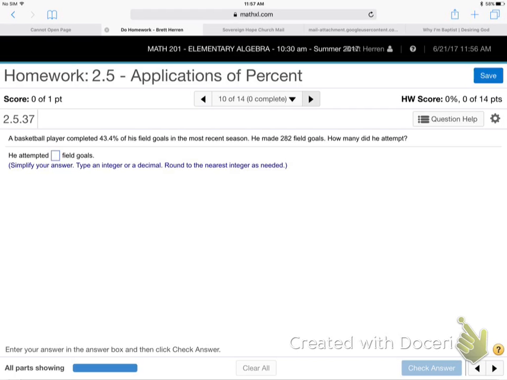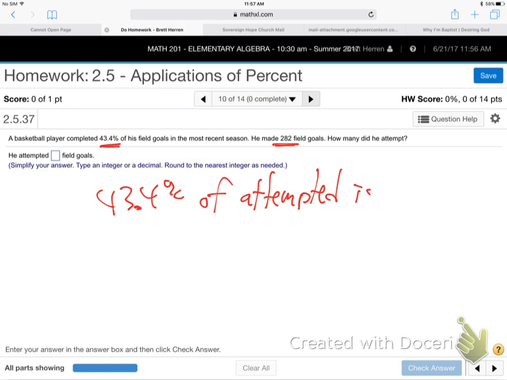Around. So we've got a basketball player. All you need is the 43 and the 282, but what do we do with them? Well, 43.4%, that's the percentage shooting successfully. So 43.4% of attempted shots is the made shots. That's basically the idea. I'd made my own sentence, but that's how it works, right? 43.4% of those you attempt is the number you make.